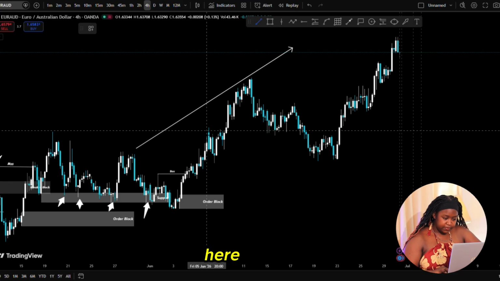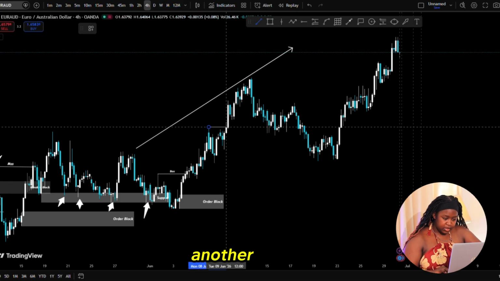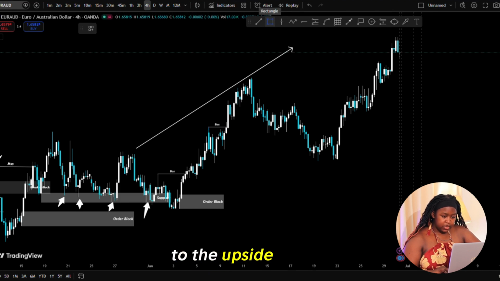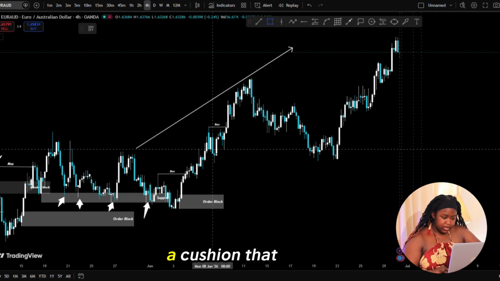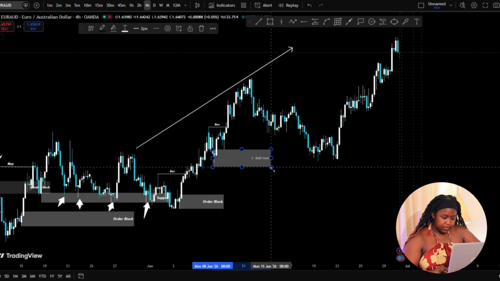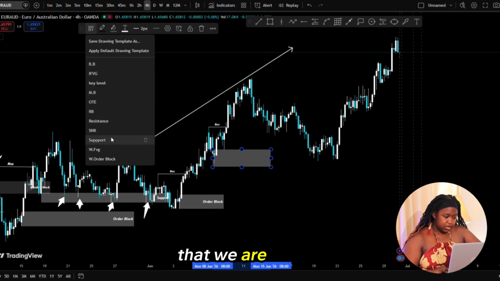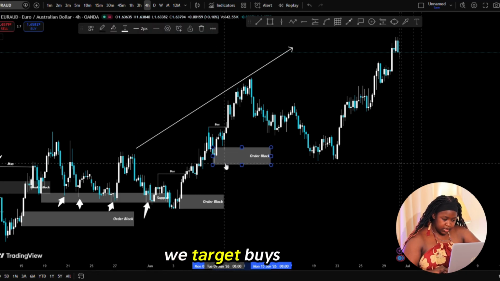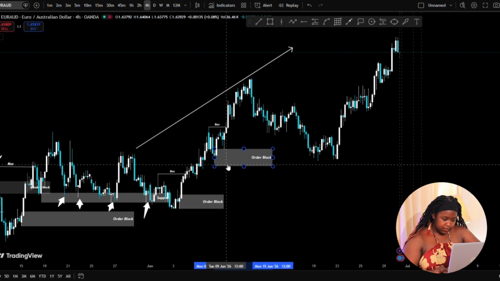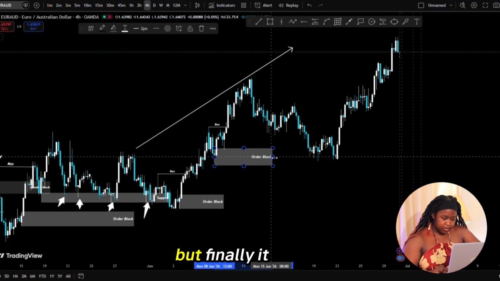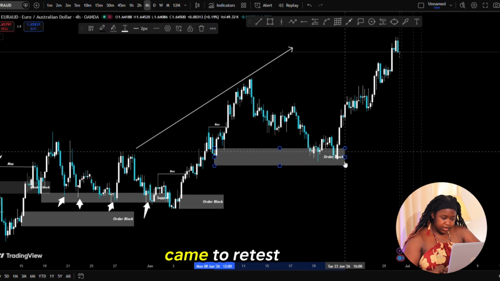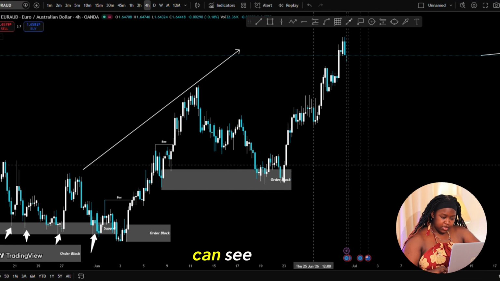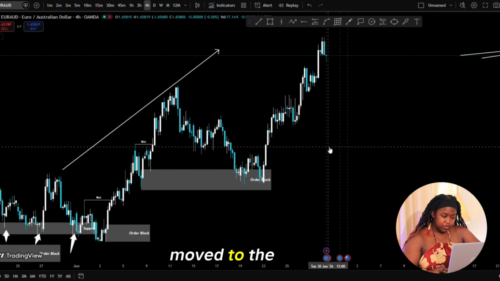And then from here we also add another break of structure to the upside, and then a key zone that caused it, that we are waiting for price to mitigate, and then we target buys. So price moved, but finally it came to retest it, though with a rejection as you can see, but price finally moved to the upside.